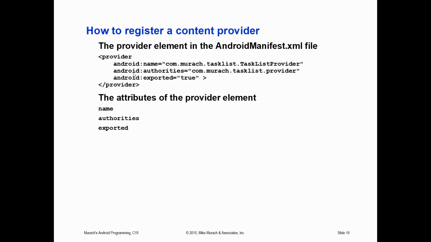In addition, it should use the exported attribute to specify whether other apps can use this or not. If set to true, that's what it means. So the name attribute specifies the package and name of the content provider class. The authorities attribute specifies the authority for the content provider, and the exported attribute specifies whether the content provider can be used by other apps. Remember that before other apps can use the content provider class, you must register it by adding a provider element to the Android manifest file.